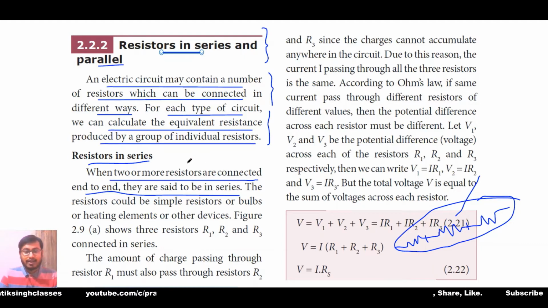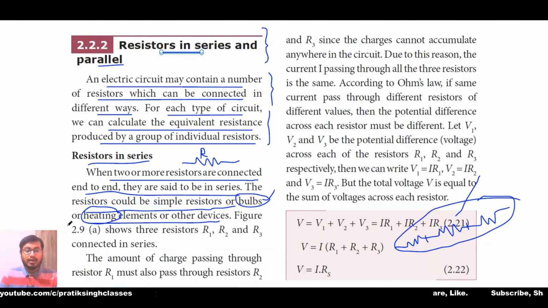Please note down, or as you know very well, that this is the symbol of a resistor, and we write resistance like this. The resistors could be simple resistors or bulbs or heating elements or other devices. Means any device which we use in our day-to-day life is called a resistor. Even the bulb, when we switch it on, works as a resistor. Water heaters, electric kettles, everything which we see works as a resistor. So it may be anything. Figure 2.9a shows three resistors R1, R2 and R3 connected in series. We will see this.